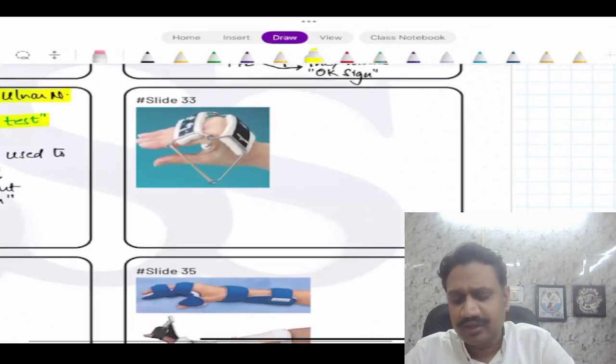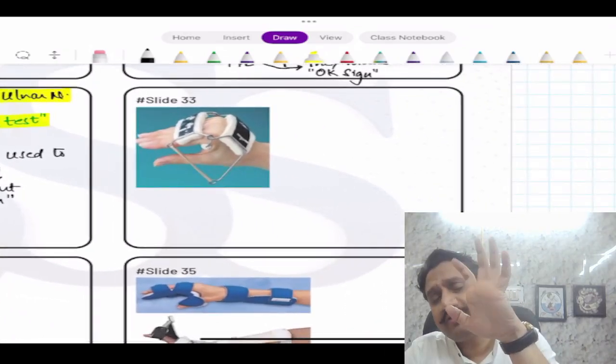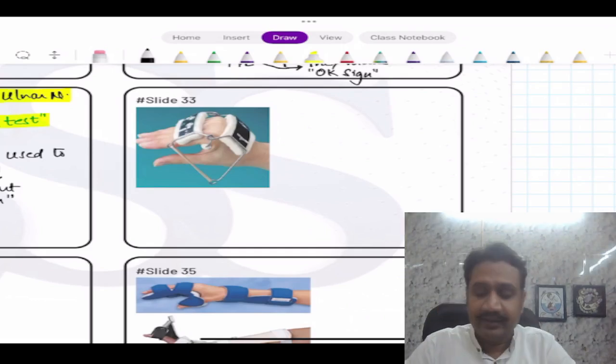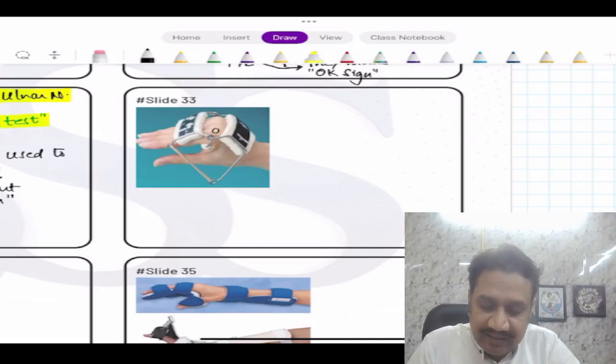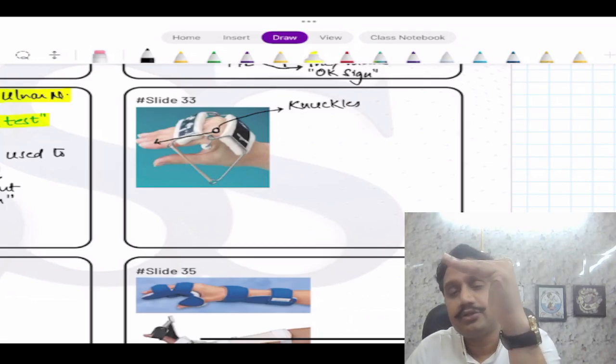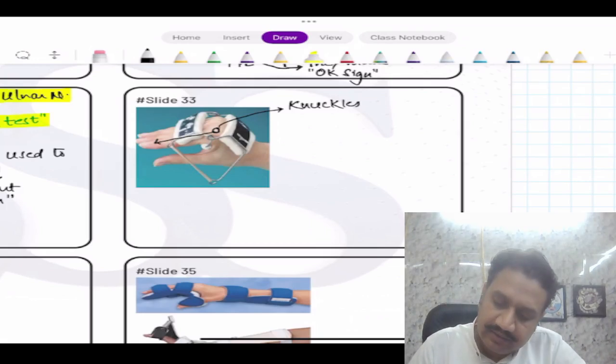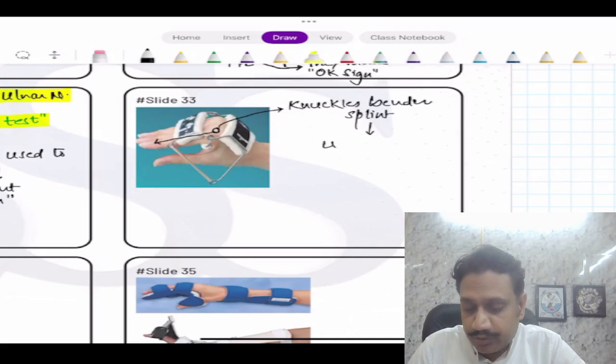Now, whenever somebody has an ulnar nerve injury, usually the fingers are going to claw, right? And to extend the fingers, we bend them at the metacarpal area, and these are called what? Knuckles, right? So you are bending the knuckles to get the length for the fingers. Knuckles being bent, it is called a knuckle bender splint. And where do we use the knuckle bender splint? These are used whenever there is a claw hand, right?